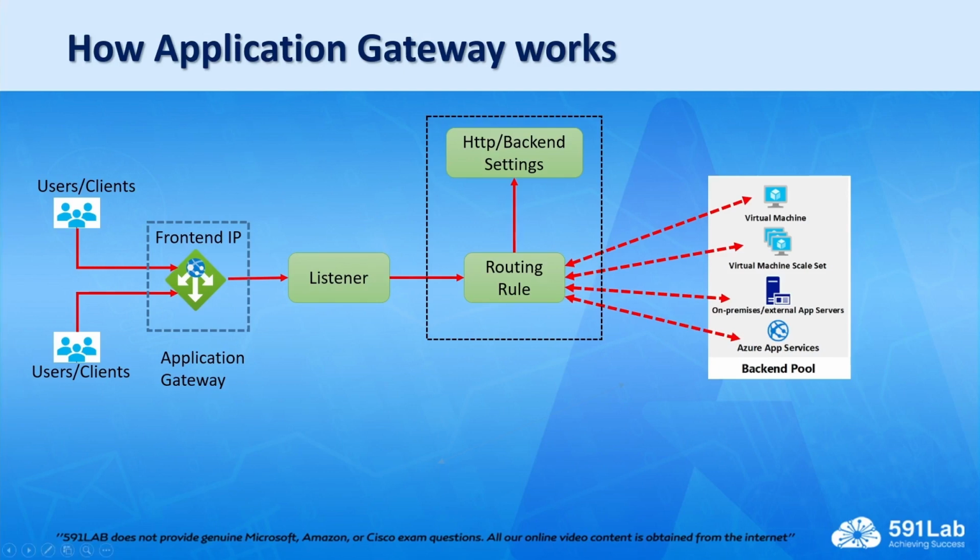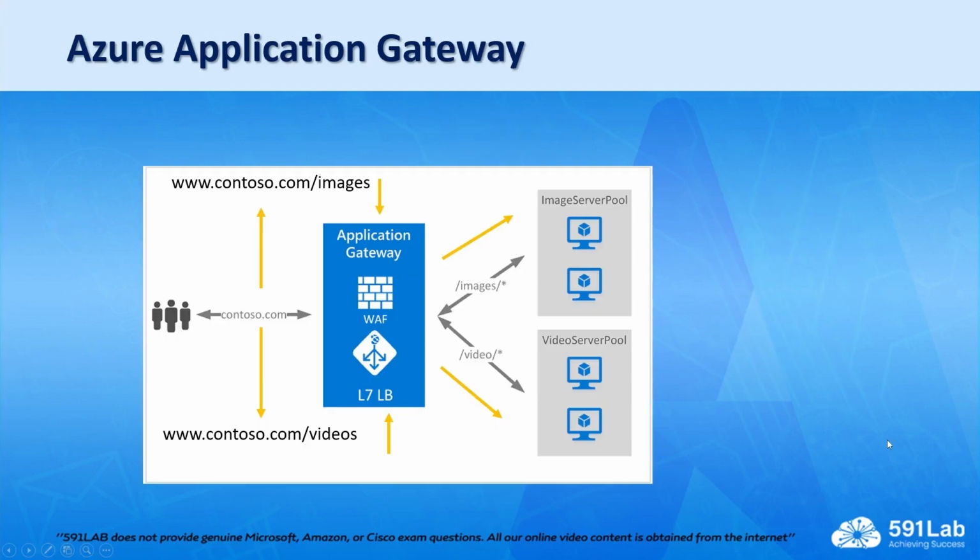Now it is time to go into the Azure portal and deploy this architecture. We are going to the Azure portal and we'll see how to deploy Application Gateway and how to deploy image and video server pools. This is pretty much the architecture which we are going to deploy and see in the Azure portal. So let's go there.